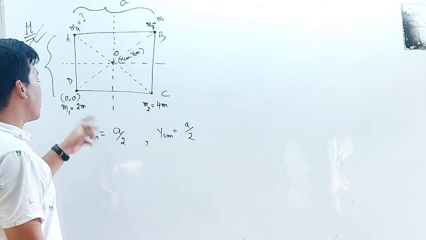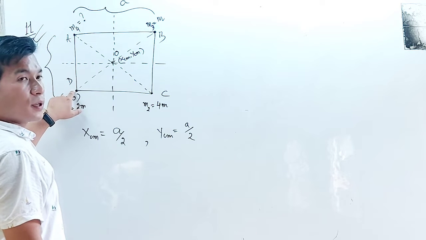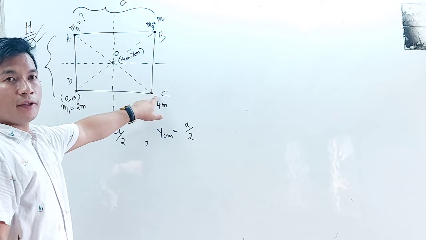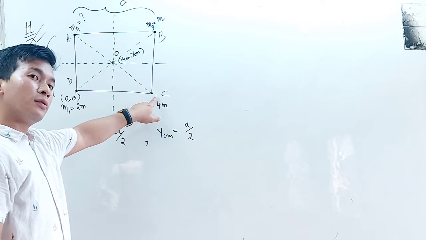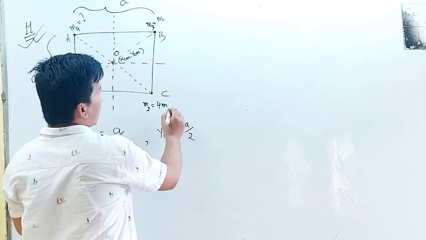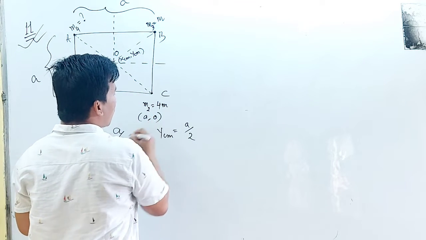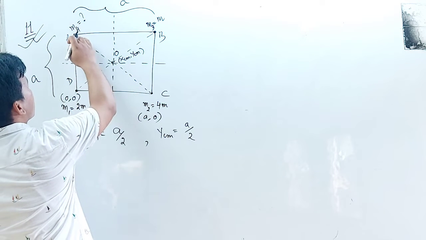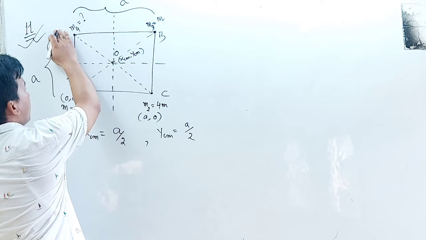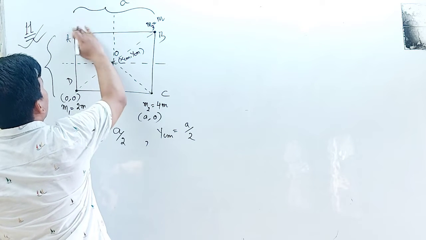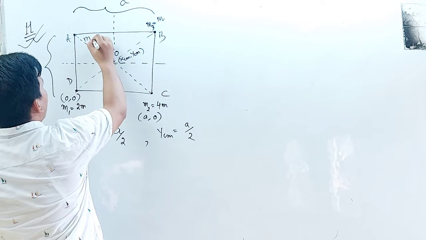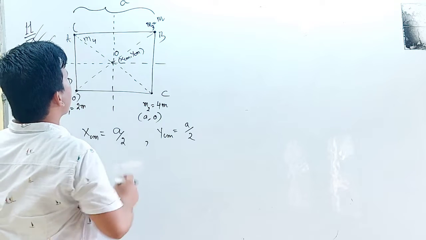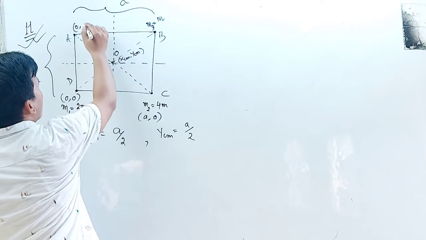But we simply assume D to be the origin. The origin will have coordinate 0, 0, and what about your point C? A, 0, yes, very good. And what about this M4? This will be M4 and this will be on the y axis. The x coordinate will be 0 and the y coordinate will be only A.